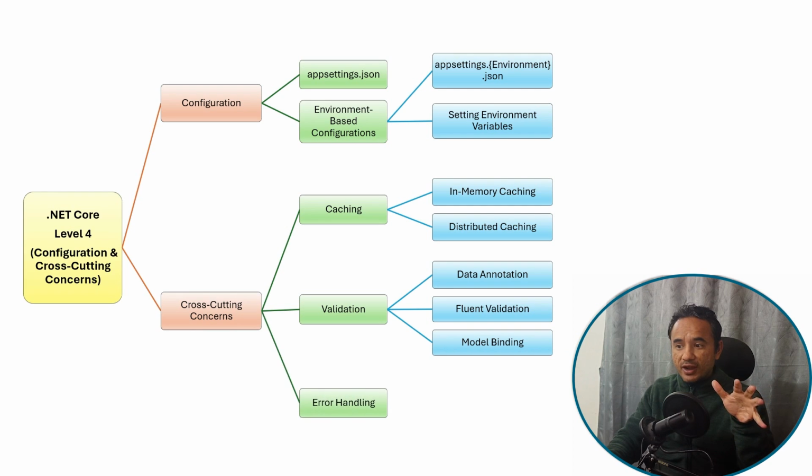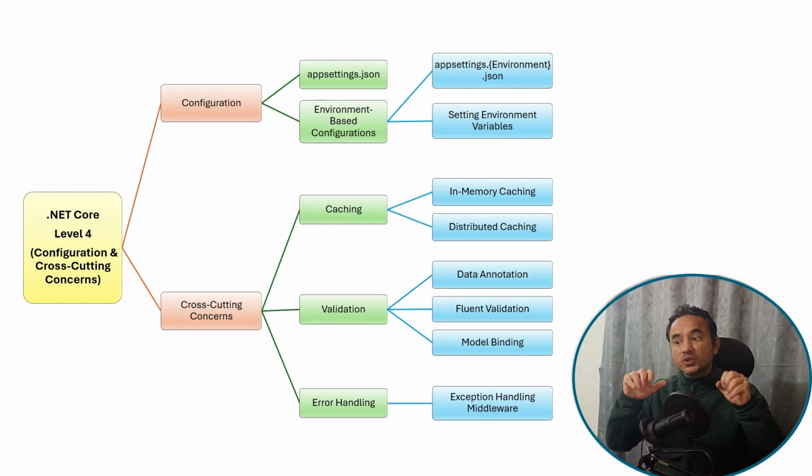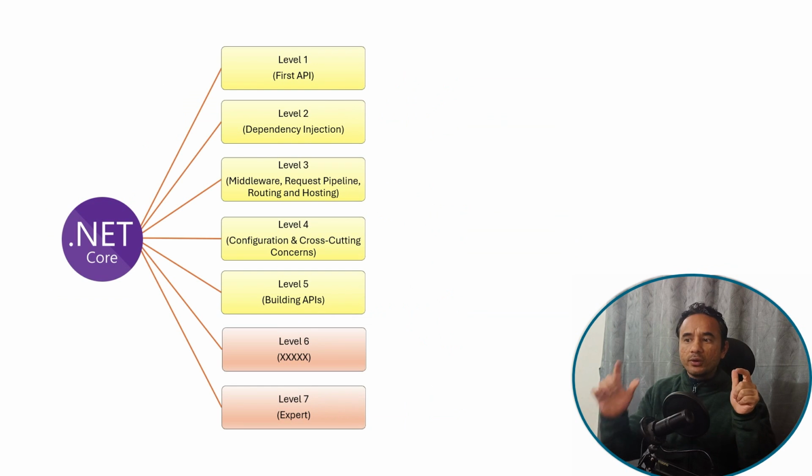Finally you have error handling. Here you will learn how to use exception handling middleware to catch and manage errors globally. So for managing errors globally, you can create a middleware. Okay, so that's all about level 4, and from the interview point of view, caching and validation are very important. Now next is level 5, which is building APIs using .NET Core.